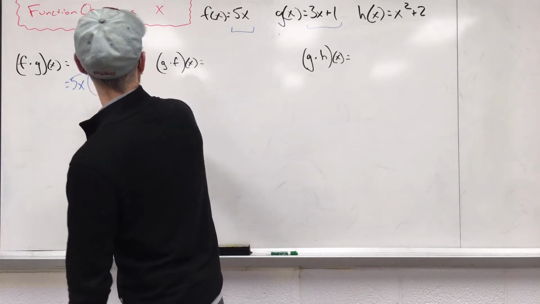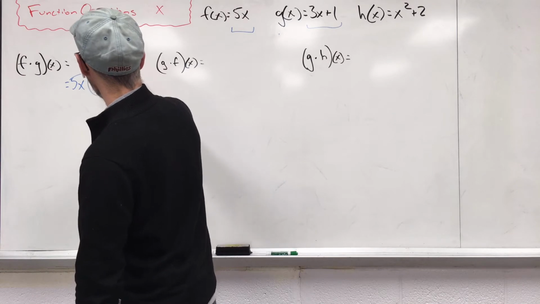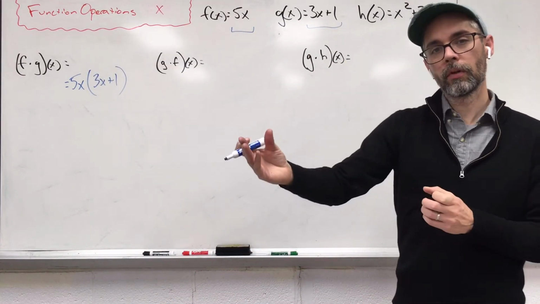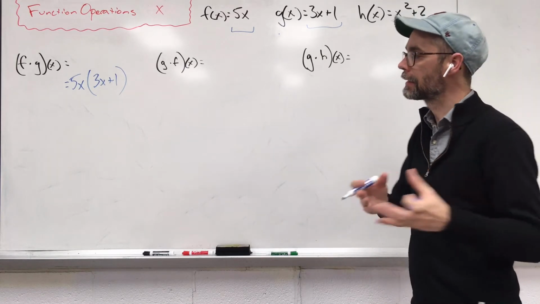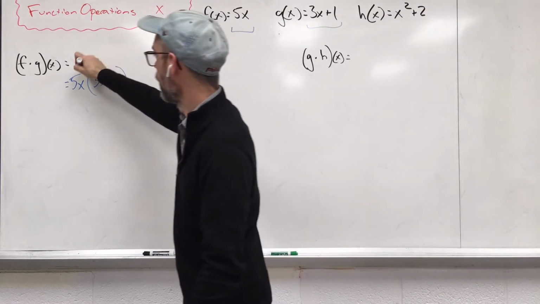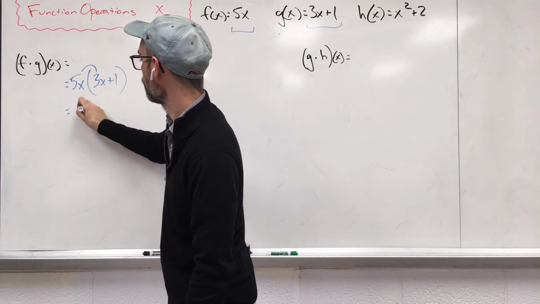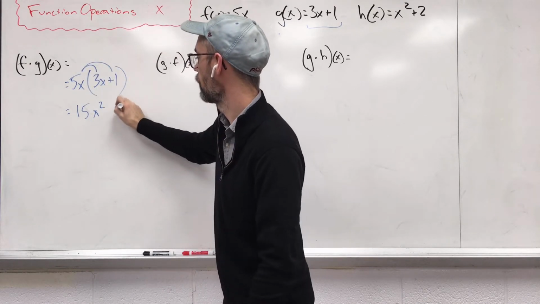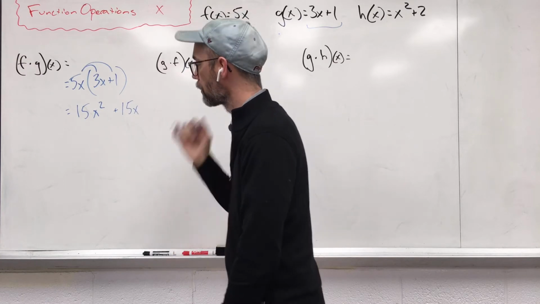5x times 3x plus 1. Okay, so we've got one group on the outside, we've got that binomial on the inside. Let's just distribute. 5x and 3x gives us 15x squared. 5x and 1 gives us 5x.